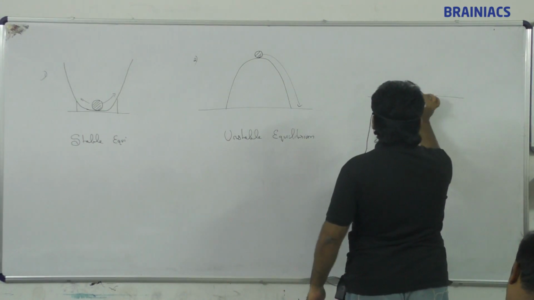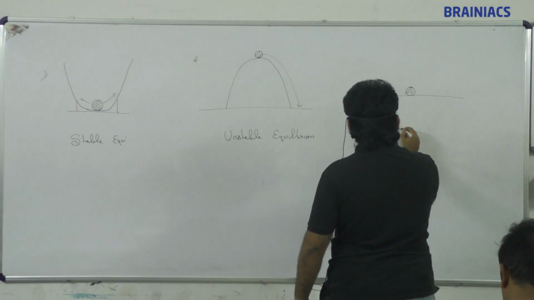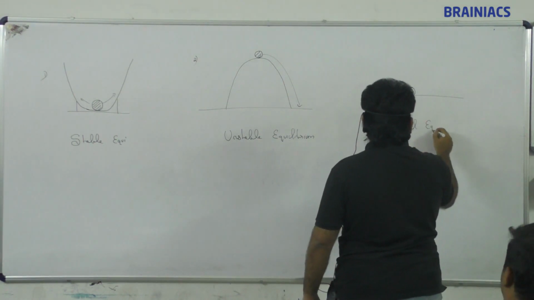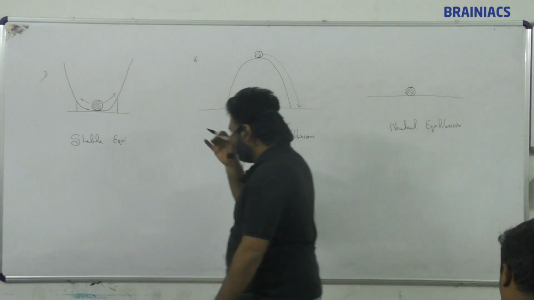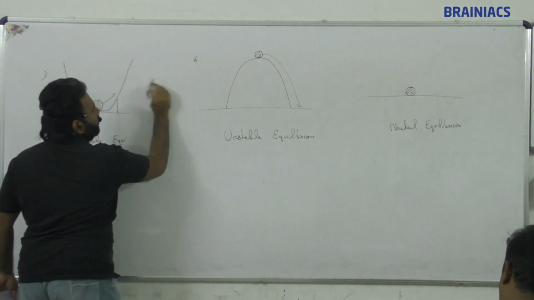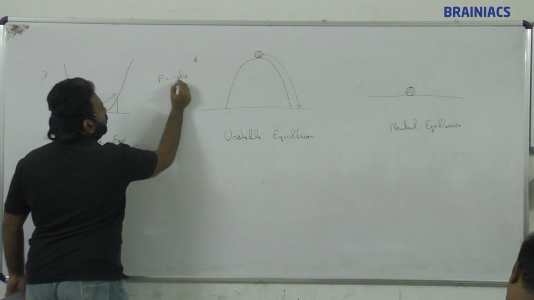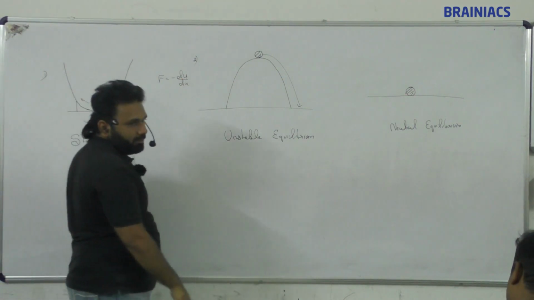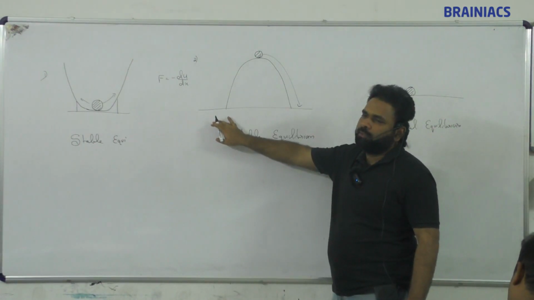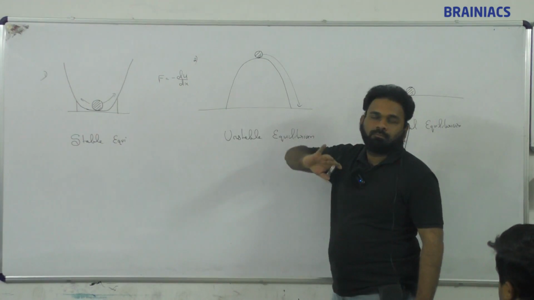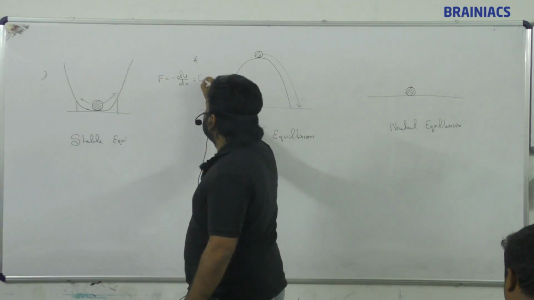Suppose somewhere like this on a plane, if you keep something, this is nothing but neutral equilibrium. Neutral equilibrium. Clear or what? So F is equal to minus du by dx. We have written F is equal to minus du by dx. Equilibrium means F is equal to 0. So this is 0.